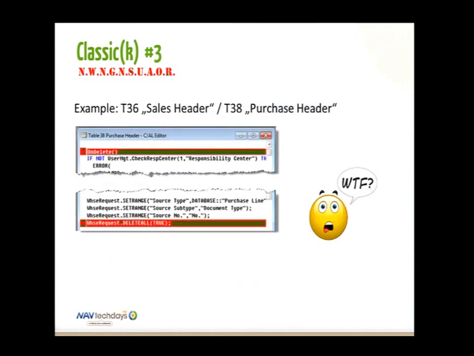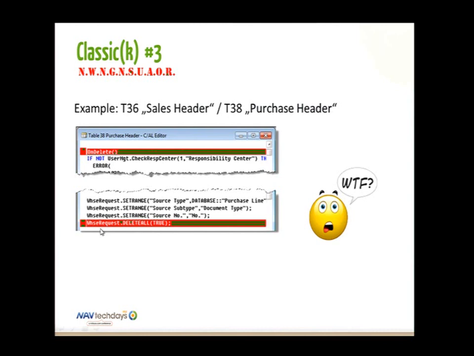Another one. When we have documents or tables, often we have subsequent records in related tables. Like here in this example, purchase header, you also find it in sales header and some warehouse stuff. In the onDelete trigger, when you delete a record, the code looks up all related records in a subsequent table to delete them as well, just to clean up.